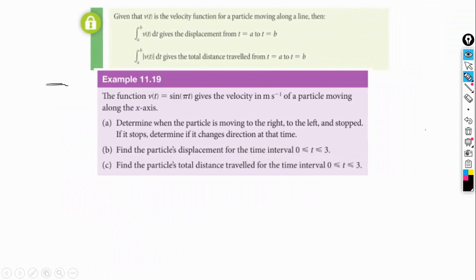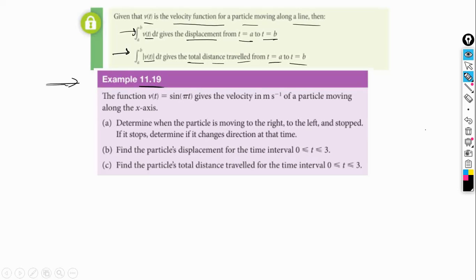Okay, so next we're going to do example 11.19. But before that, we have to look at a note here. It says, given that v of t is a velocity function for a particle moving along a line, then the integration from a to b of the velocity function gives the displacement from time equals a to time equals b. Also, if we do the integration from a to b of the absolute value of the velocity, this is going to give us the total distance traveled from time equals a to time equals b.